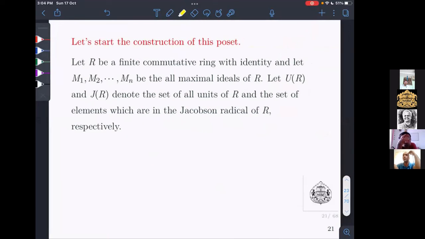Now, what we did here, I will briefly make a comment, and since I have to go at 3:15, I will make a brief comment about this connection, and probably I will need to stop here. Let R be a commutative ring with identity, and of course I'm looking at a finite ring, and M1, M2, ..., Mn be the n maximal ideals, and U(R) is the set of units, and J(R) is the intersection of maximal ideals, that is the Jacobson radical.